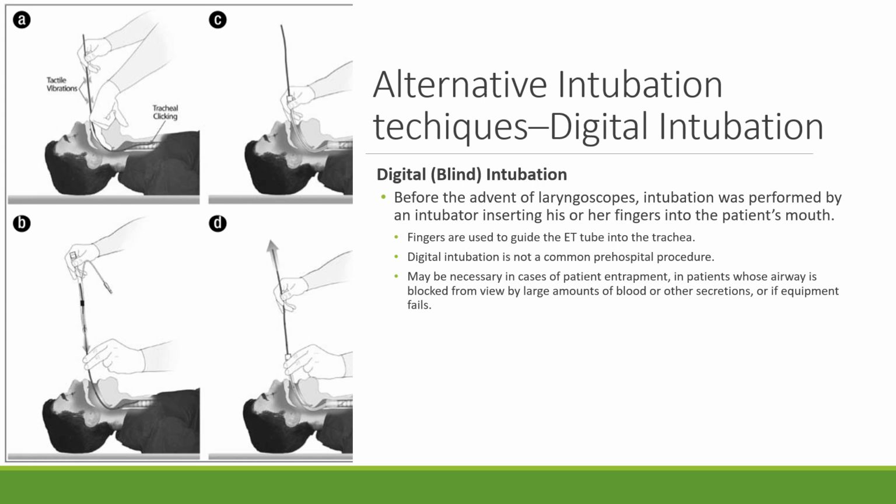But it can be used basically if you stick your fingers in and find their trachea and their epiglottis, and then you put the bougie or tube between your fingers and advance it through the trachea. This one's still decently practical and used occasionally.